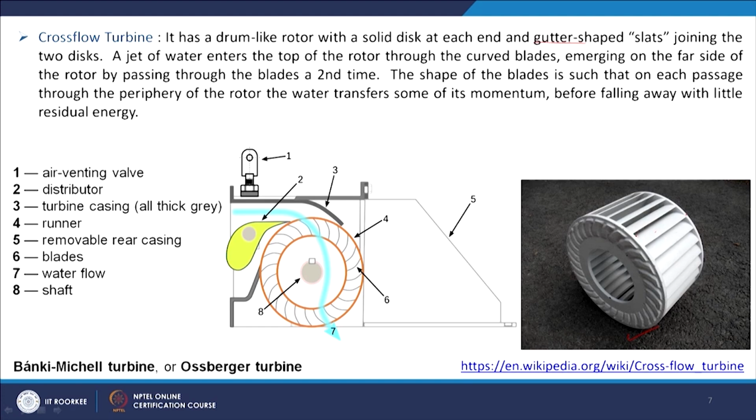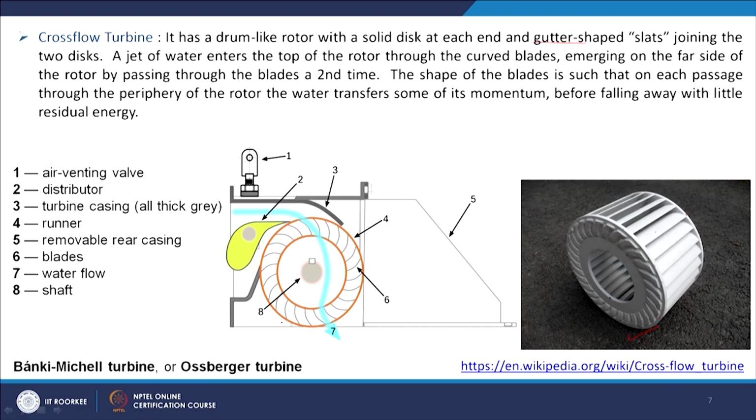The shape of the blades is such that on each passage through the periphery of the rotor, the water transfers some of its momentum before falling away with little residual energy. So, when it is falling from this rotor, the water has lost its energy.